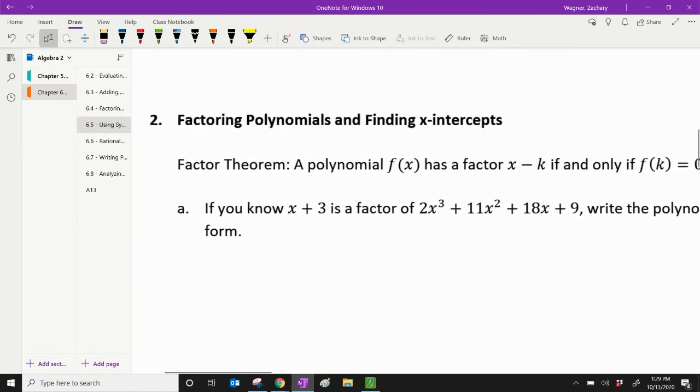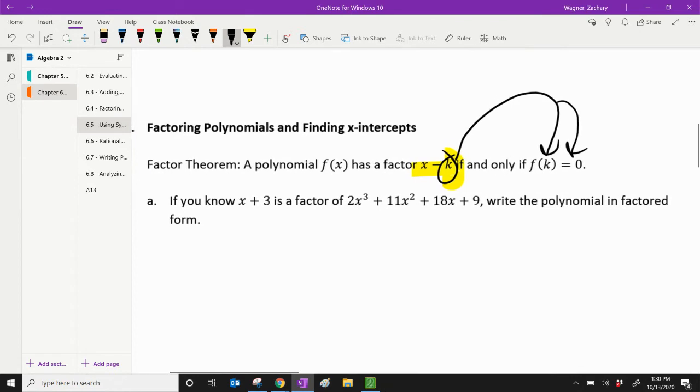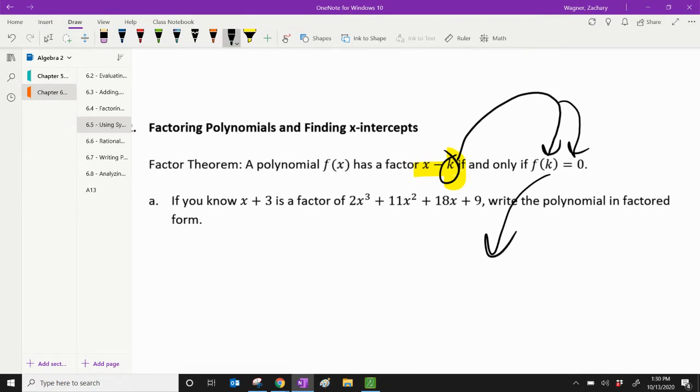We could factor polynomials and find their x-intercepts with synthetic substitution. And here's how we do this. If you know a factor of a polynomial, then that factor means that value, the k value, whatever the factor is, is a 0 of the polynomial. Now, this is something we already know. What this means in layman's terms, if you will, is if I had two factors, x plus 2 and x minus 3, and that was my function.